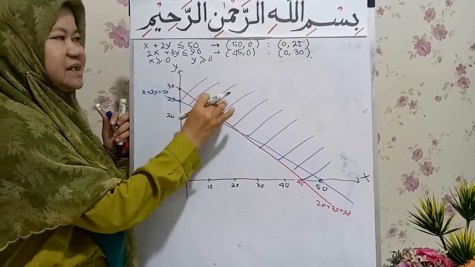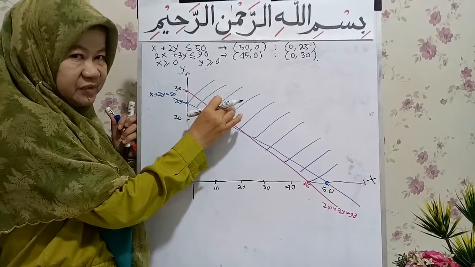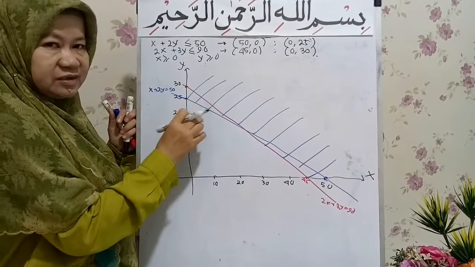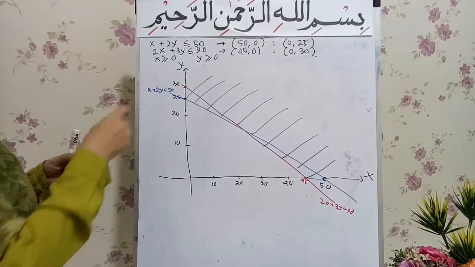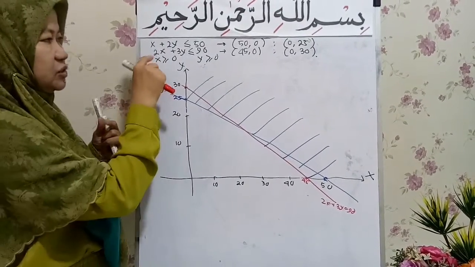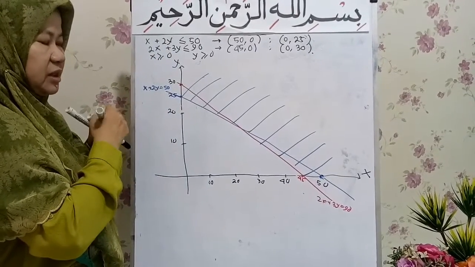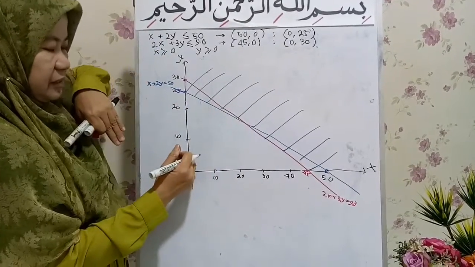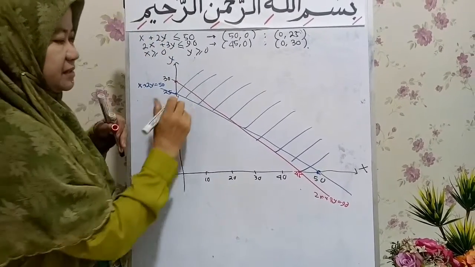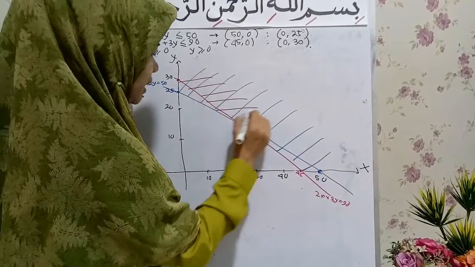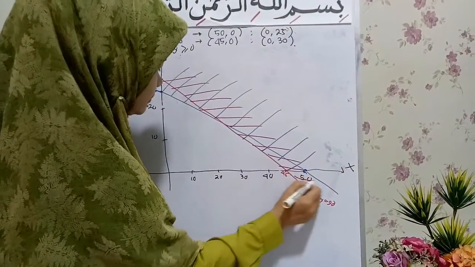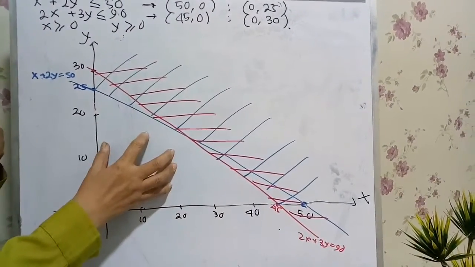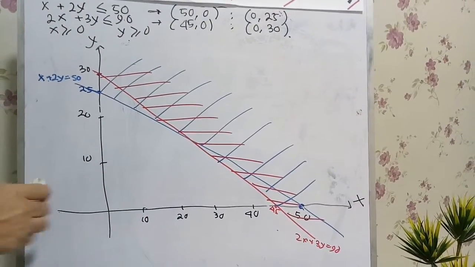Actually, this region is greater or equal than 50, right? But I prefer to draw like this, so we have a clear region as a solution. Now this one also: 2x plus 3y less than or equal to 90. The region is actually over here, but I draw it in the opposite way. I draw like this, so we have a clear region over here.